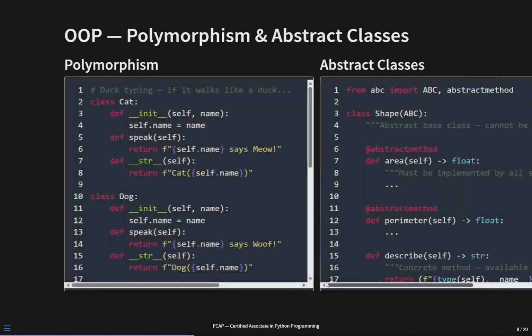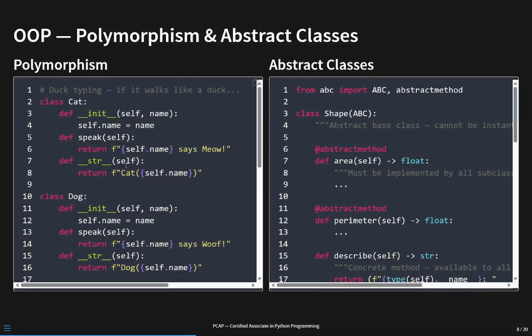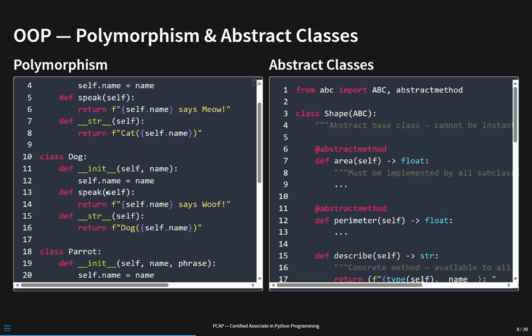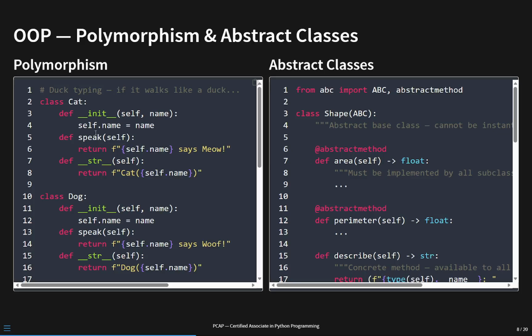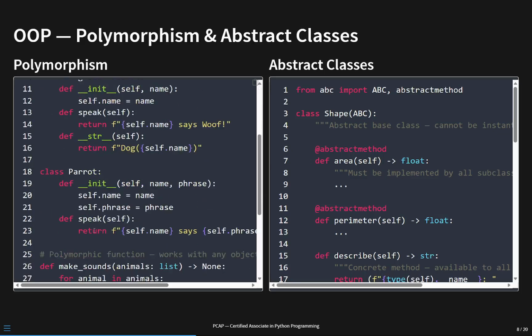Polymorphism means many forms, the same operation working differently on different types. Python's approach is duck typing. If it has a speak method, I can call speak on it, regardless of what class it belongs to. The make_sounds function takes a list of animals. It doesn't care whether each item is a cat, dog, or parrot. It just calls .speak on each. As long as the object has a speak method, it works. There's no explicit interface declaration or inheritance required.